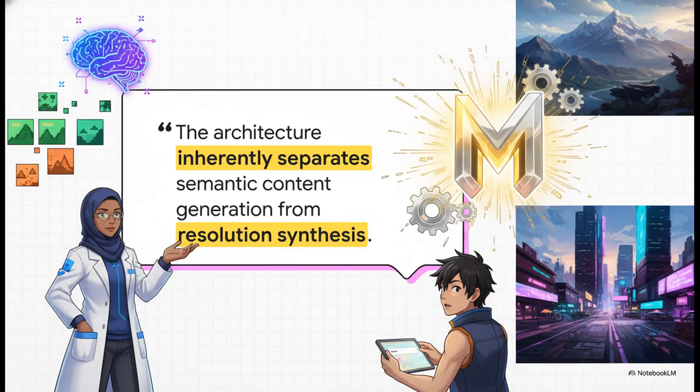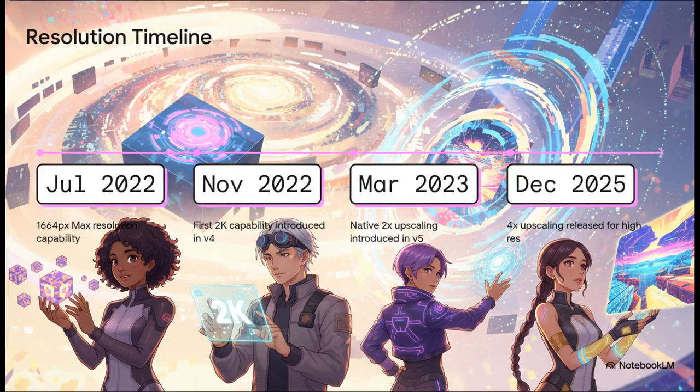And there's real science backing this up. Dr. Aisha Patel over at MIT explains it perfectly. She notes that the architecture of diffusion models inherently separates semantic content generation from resolution synthesis. To put that in plain English, AI models actually train in these tiny 512 to 1024 pixel chunks. So your prompt paints the actual content, like a beautiful mountain range or a cyberpunk city, but the parameters are what dictate the format.